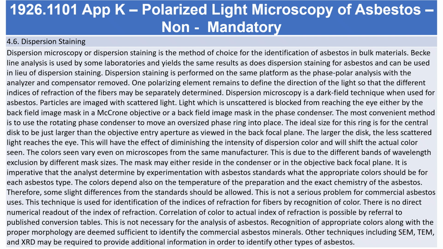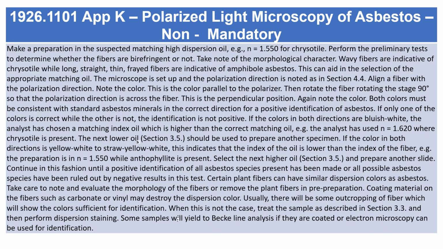Other techniques including SAM, TEM, and XRD may be required to provide additional information in order to identify other types of asbestos. Make a preparation in the suspected matching high dispersion oil, e.g., n = 1.550 for chrysotile.